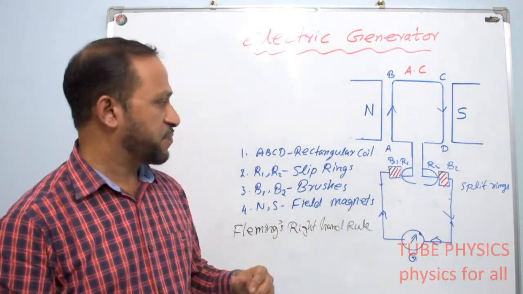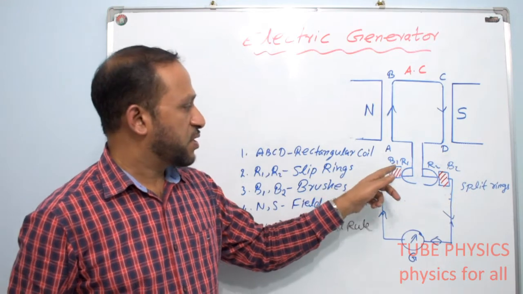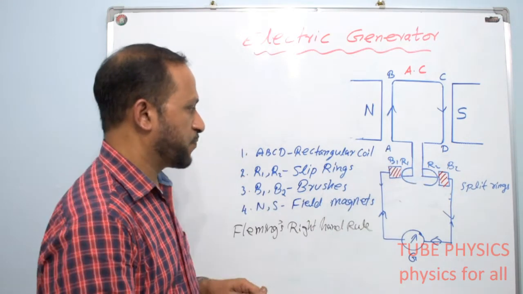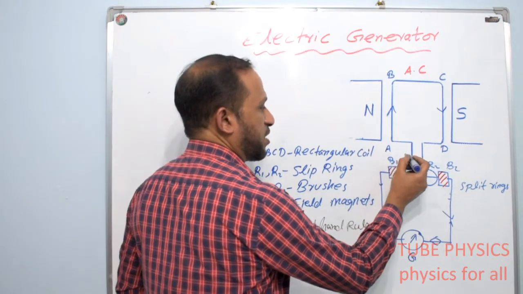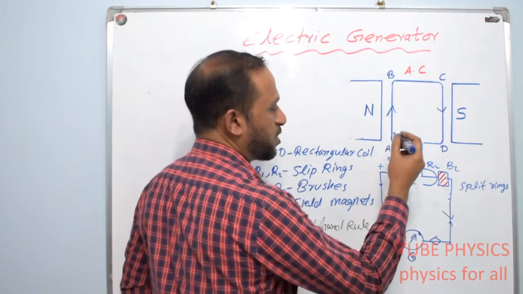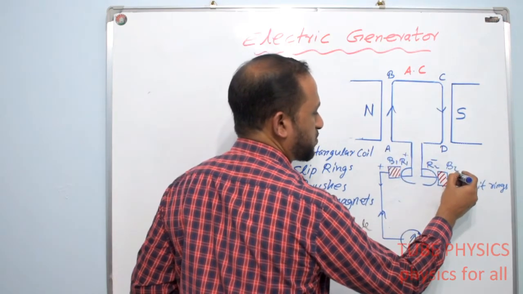So what is happening here? In the first half rotation, ring R1 is in contact with B1 and ring R2 is in contact with B2. And in the first half rotation, ring R1 was positive, so brush B1 also is positive. Ring R2 is negative, so brush B2 is negative.